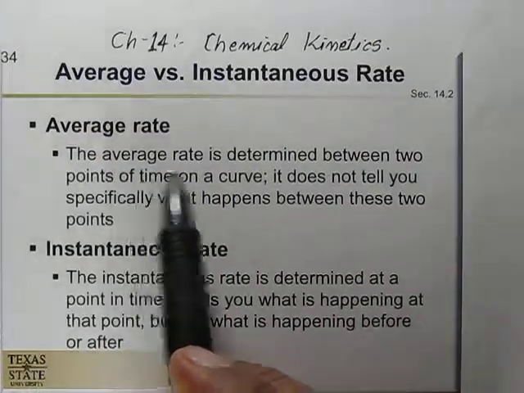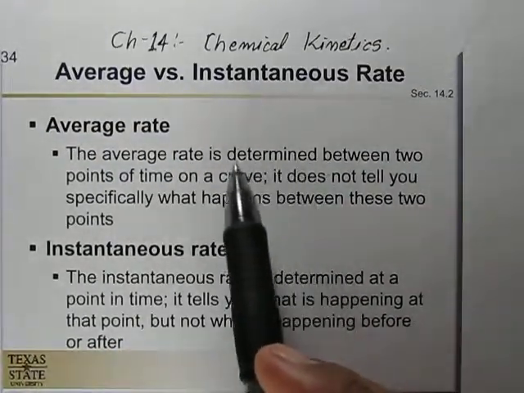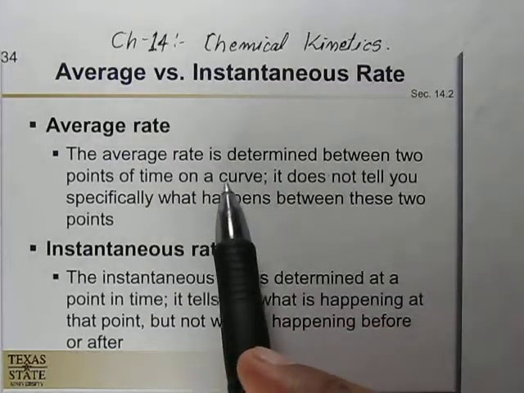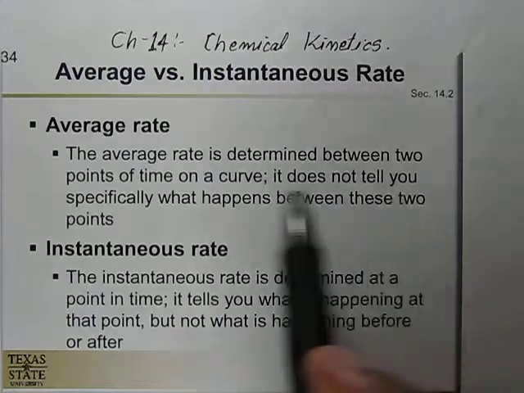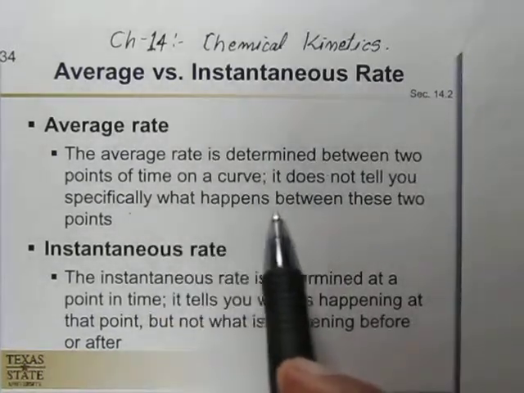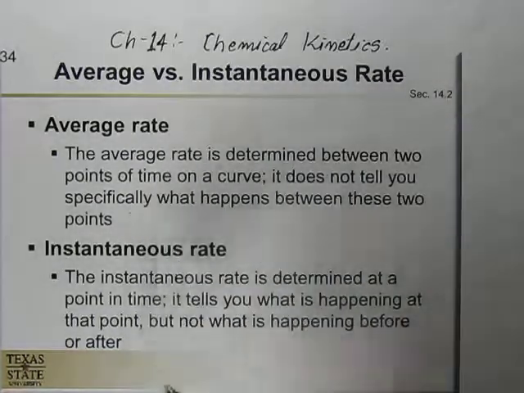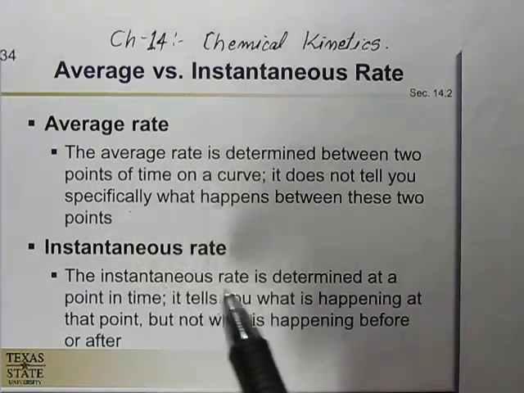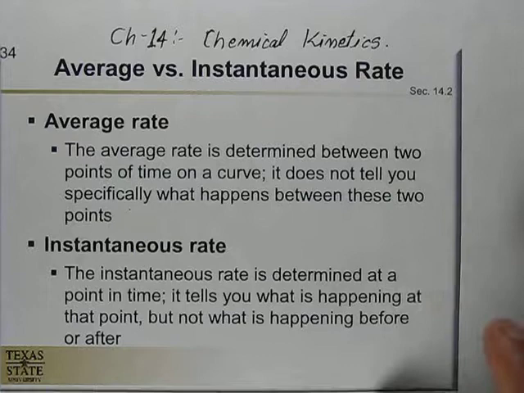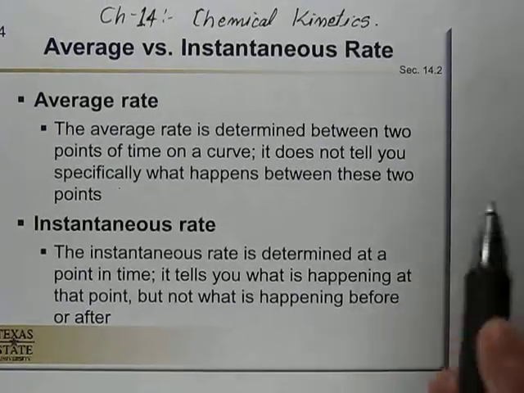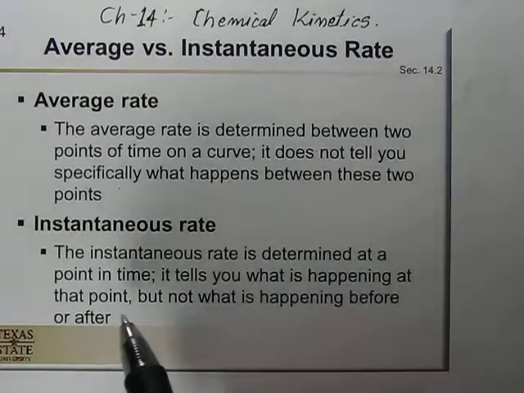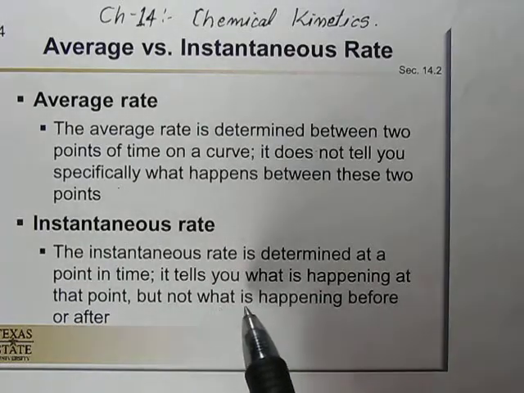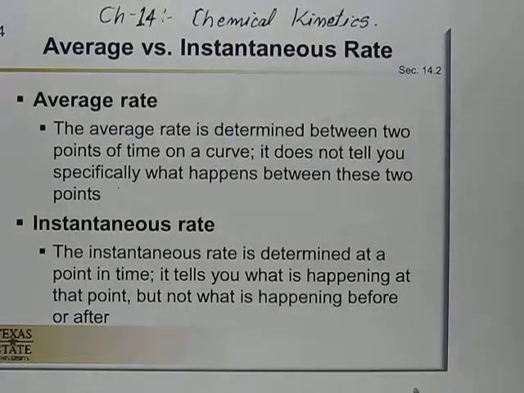Average reaction rate is determined between 2 points of time on a curve. It does not tell you specifically what happened between these 2 points. And instantaneous rate is determined at a point in time. It tells you what is happening at that time, but not what is happening before and after.